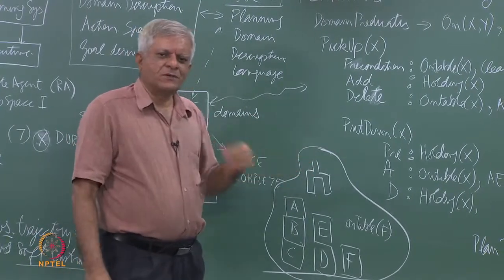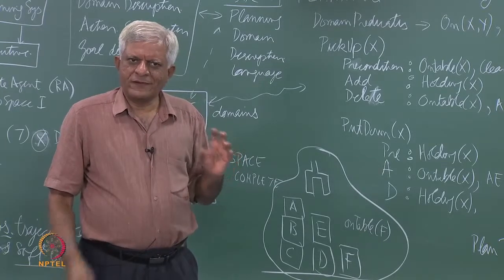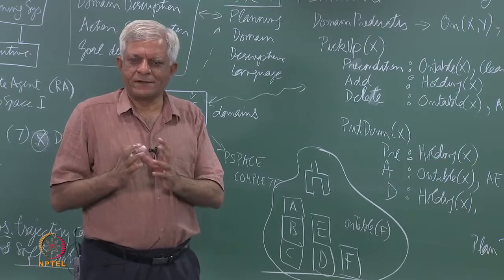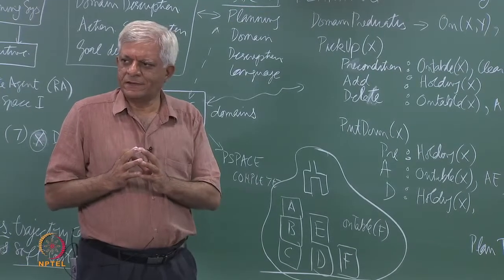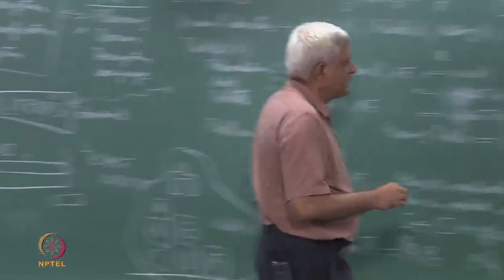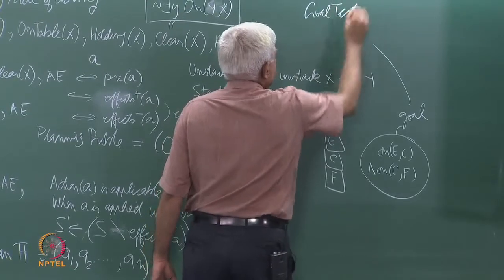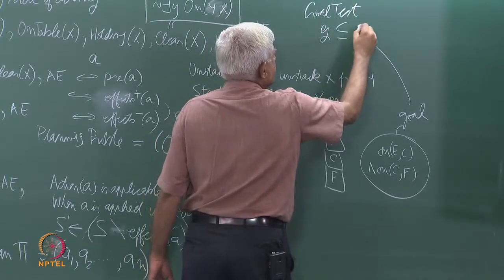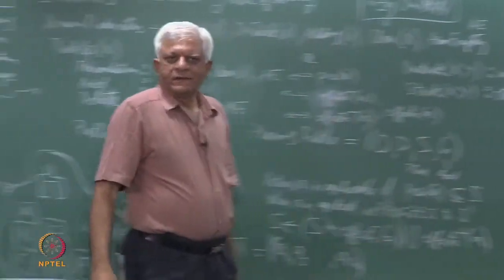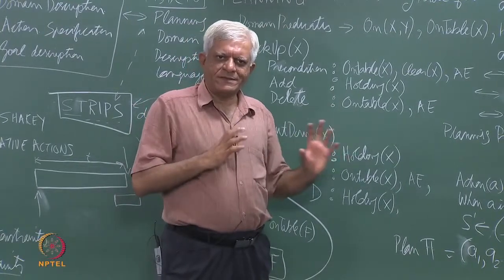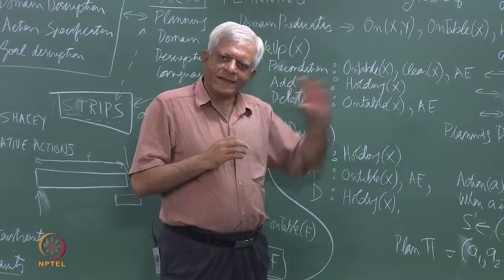Before we do that, how do I do goal test? How do I say that a given state is a goal state? The goal predicates should be true. So, goal test is simple. G should be a subset of a state S. The G is a set of predicates describing the goal. So, if G is a subset of S, then that S is a goal state.